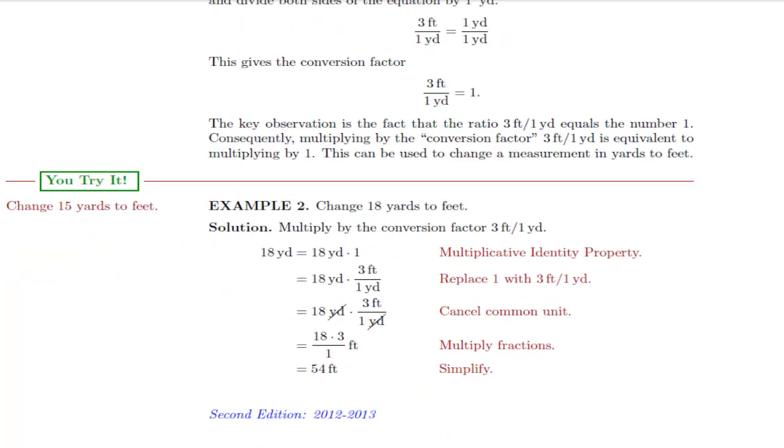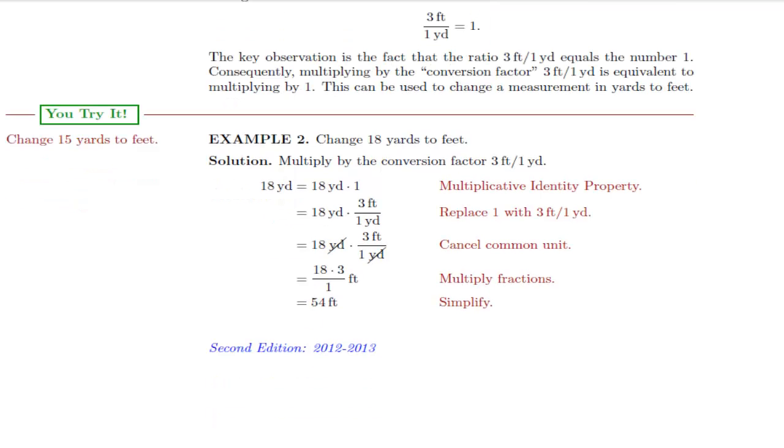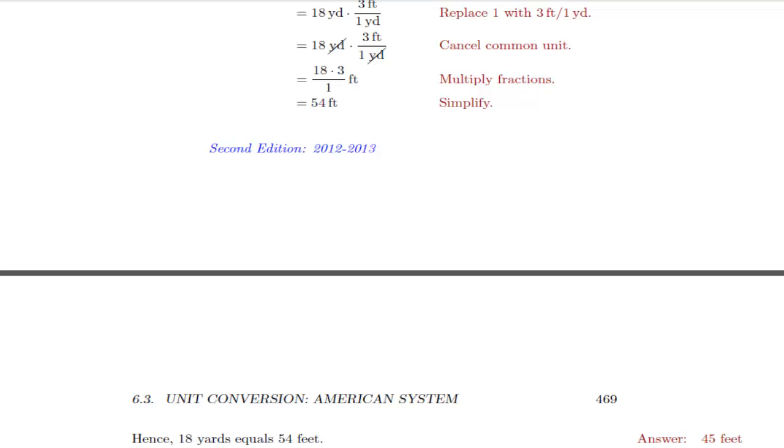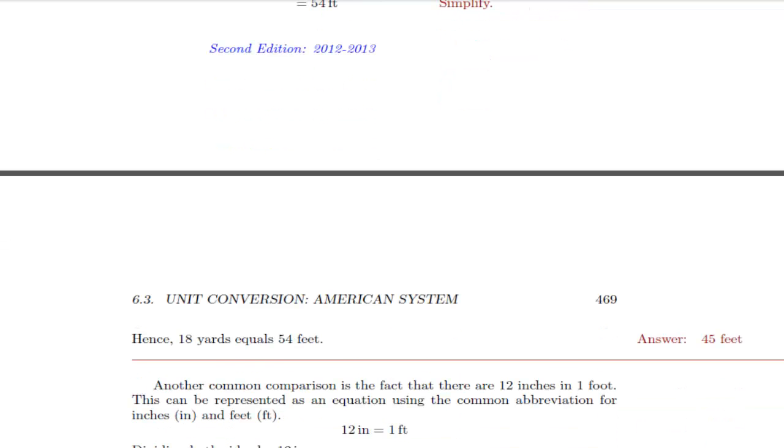Example 2. Change 18 yards to feet. Solution: multiply by the conversion factor 3 feet over 1 yard. 18 yards equals 18 yards times 1 equals 18 yards times 3 feet over 1 yard. The yards units cancel. 18 times 3 feet over 1 equals 18 times 3 over 1 feet, and 18 times 3 over 1 equals 54. So, 18 yards equals 54 feet.